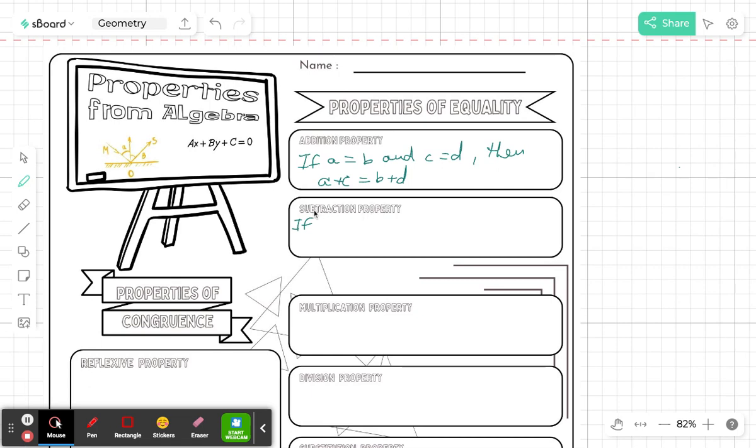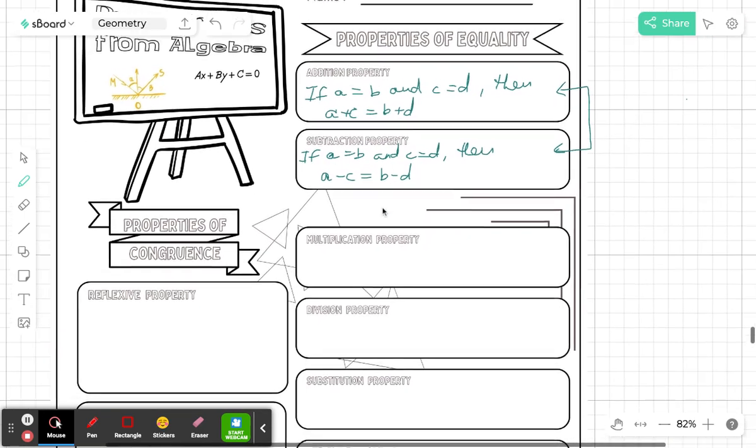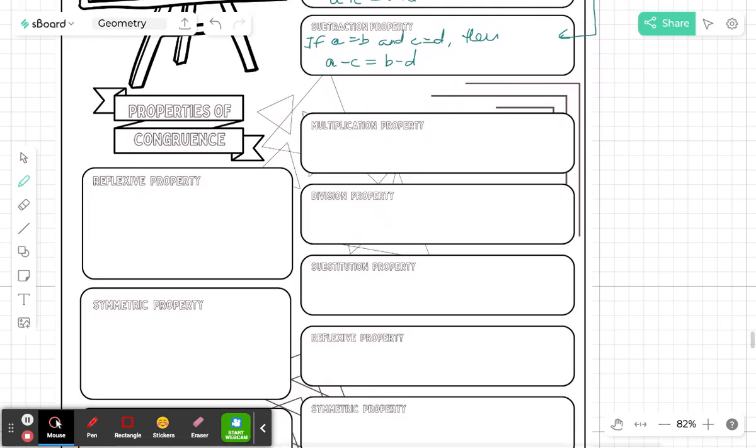For subtraction property, it is a variation of addition because we know that subtraction is basically adding a negative, so we don't even need to say subtraction property. We could have included it in addition property, but since we have it here, let's state it. If A equals B and C equals D, so it starts the same way. The only difference is that A minus C is going to be B minus D, like so. But again, as I said, addition and subtraction property, that is basically the same thing, and we don't even actually need the subtraction property.